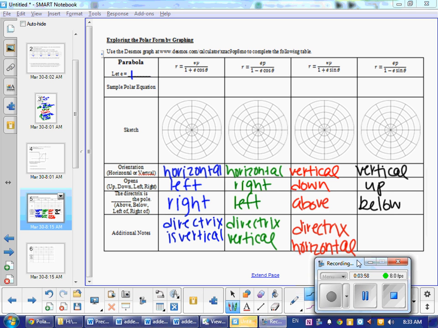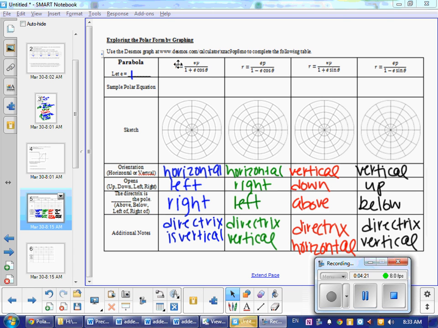So what do you think controls whether it's horizontal or vertical? Look back at your equations. Yep, sine or cosine controls whether it's horizontal or vertical. So that's the same as with our circles. What's going to control whether it opens up, right, down, left? The plus or minus. And so what's the pattern there? It's going to be the opposite.